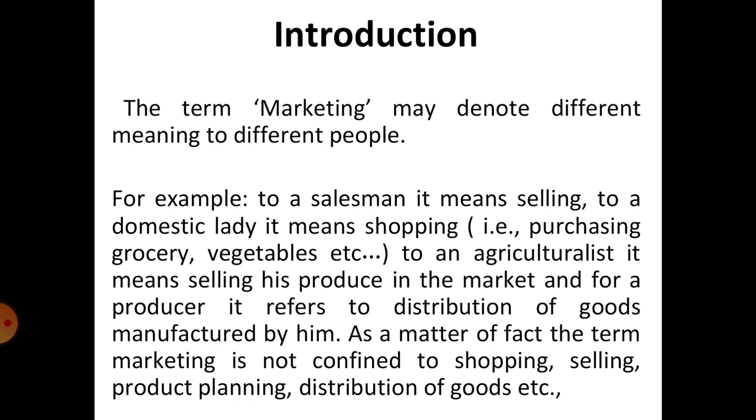Introduction. The term marketing may denote different meanings to different people. For example, to a salesman it means selling, to a domestic lady it means shopping, that is purchasing grocery, vegetables, etc. To an agriculturist it means selling his produce in the market. For a producer it refers to distribution of goods manufactured by him. As a matter of fact, the term marketing is not confined to shopping, selling, product planning, distribution of goods, etc.